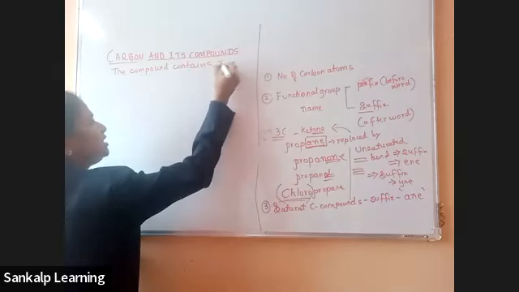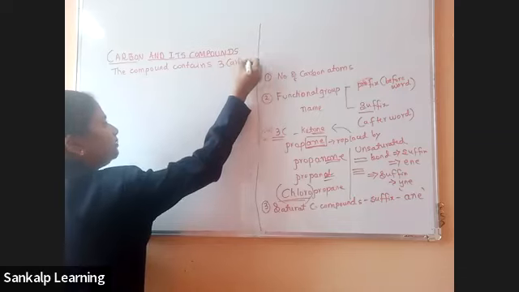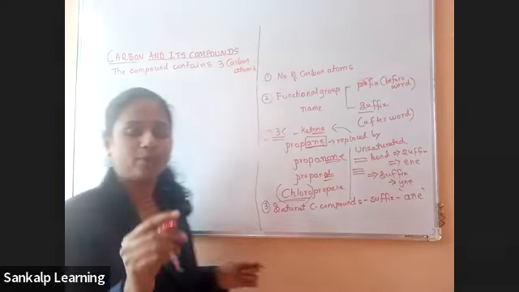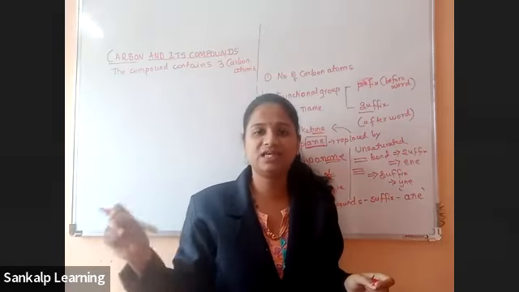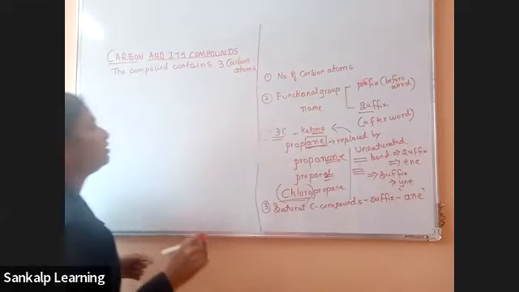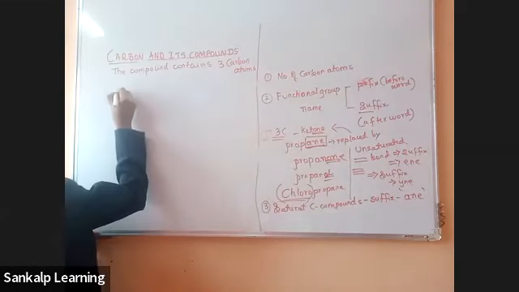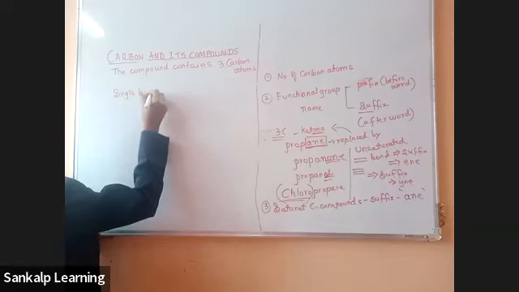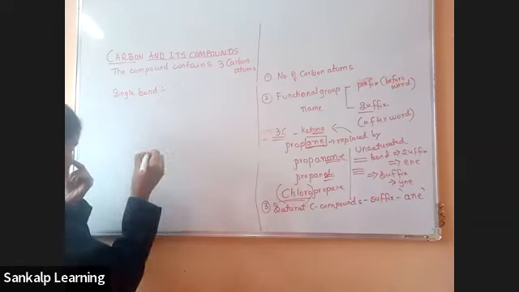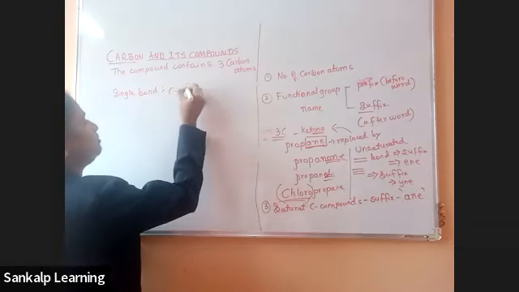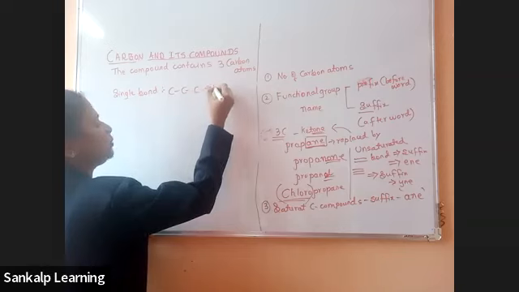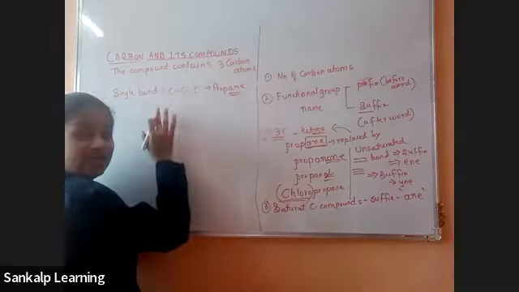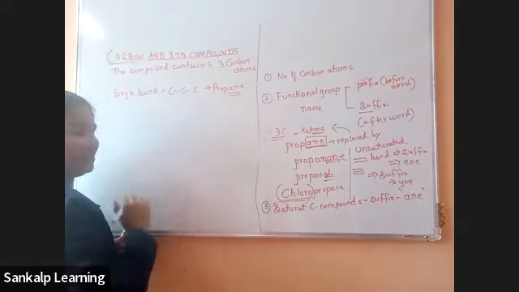Contains 3 carbon atoms. Okay. Then it will be prop. 2 means E, 3 means prop. Right. Now, if the carbon atoms are linked by single bond, we will write it as propane. A-N-E, which indicates it has single bond between the carbon atoms.